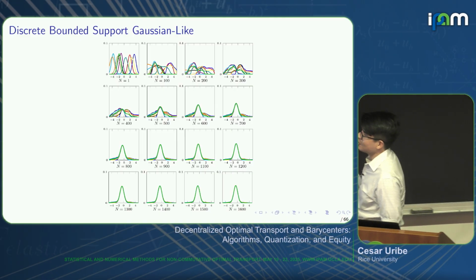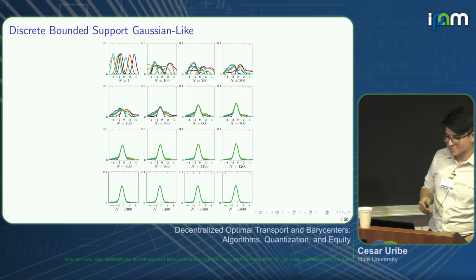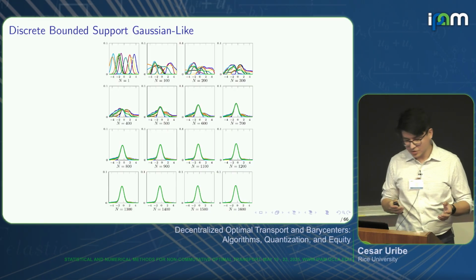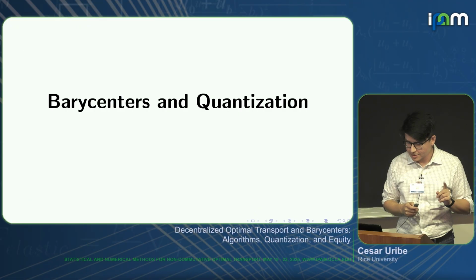You can do it for discrete distributions that look like Gaussians. They're not exactly Gaussians, but they look like Gaussians. They work just fine as well. And I'm going to skip this one for a second.